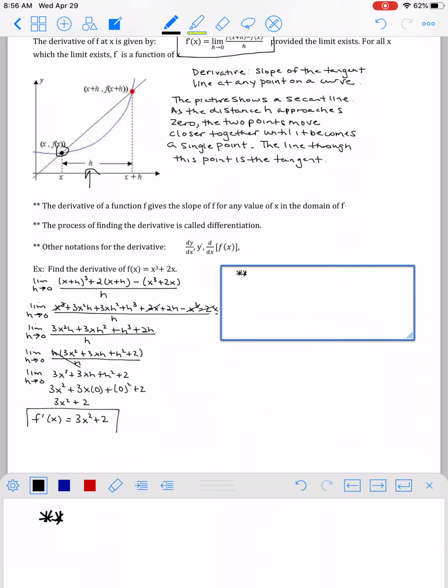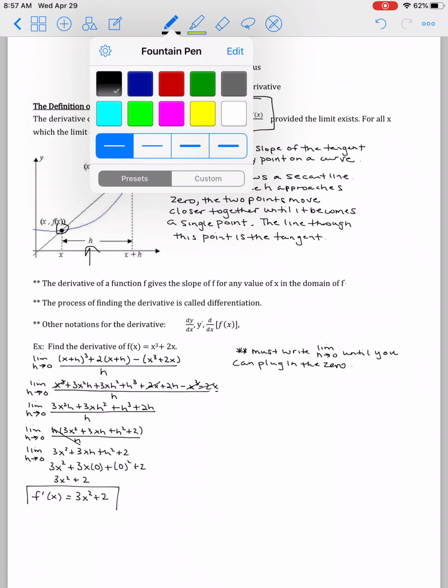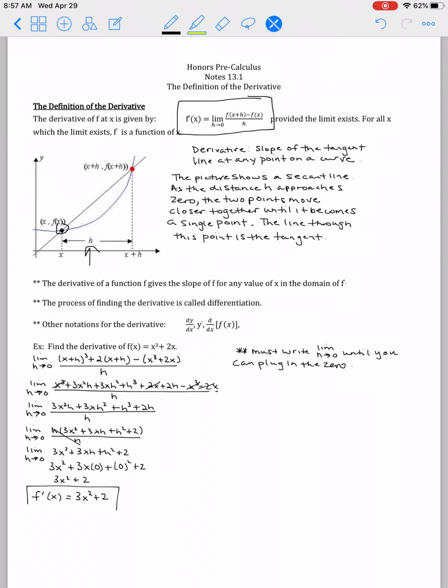You must write limit as h approaches 0 until you can plug in the 0. Okay, so the rest of the lesson now is just going to be more examples.